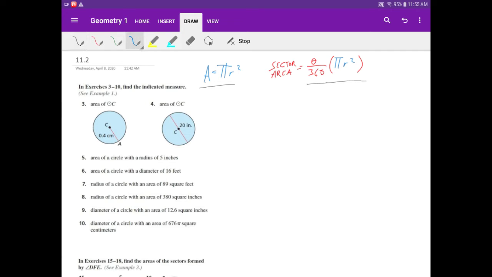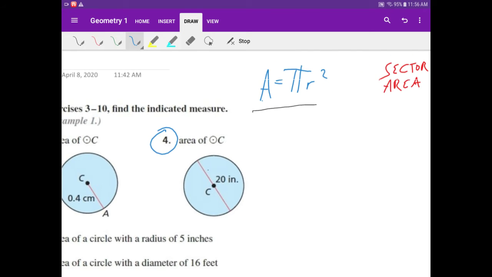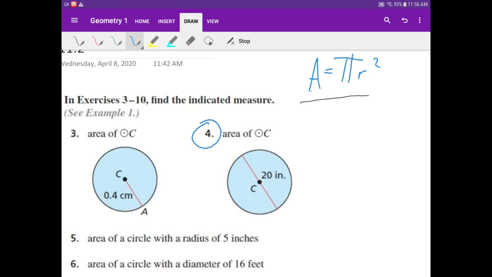So let's just start off with examples here. Let's start with number 4. With number 4, we're just going to be using the blue formula that we have up there. So area equals pi r squared. If that's 20, then that makes each of these 10. So your radius is 10. So area equals pi times 10 squared.